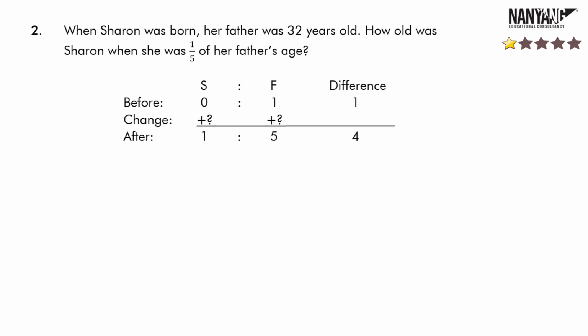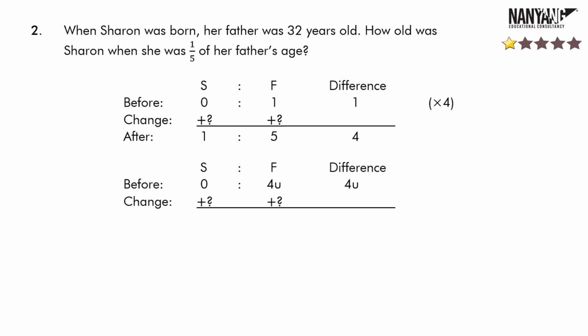We need to make sure the difference in before row and after row are the same, so we multiply the before row by 4 times. That will give us our new before row of 0:4 units, and the difference 4 units. Change is still unknown, and after, our ratio will be 1 unit is to 5 units, and difference still 4 units.